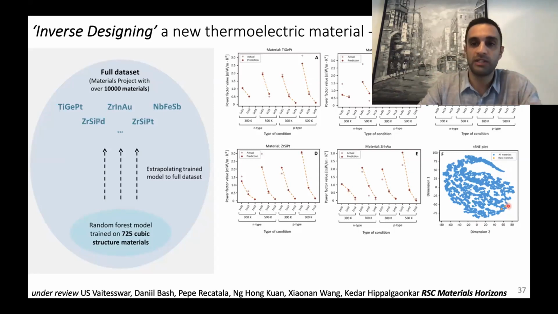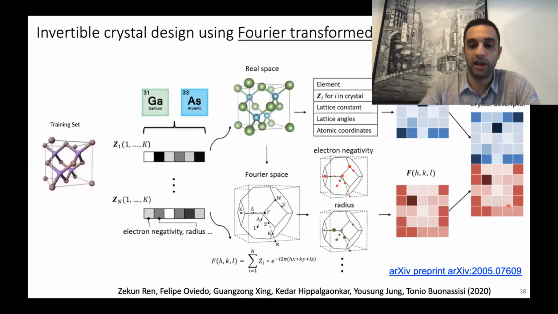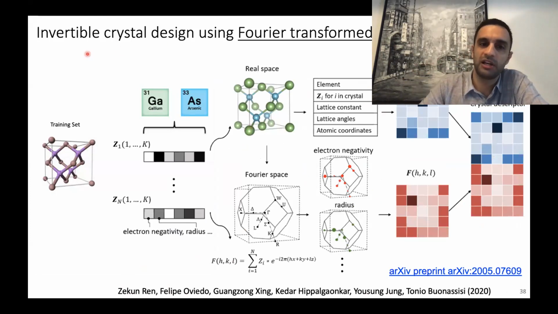So towards that step, in a very nice collaboration with Donia Bonacici's group and Yusung Jung, who's at KAIST, most of the work was done by Zukun Run at SMART. What we wanted to do is find an invertible crystal representation. So can you generate a generative design? Can you generate a new crystal that has never been seen before, right?